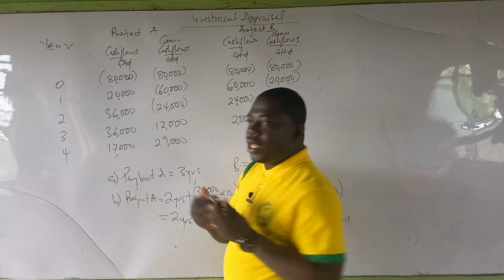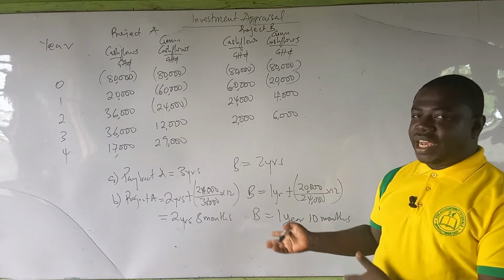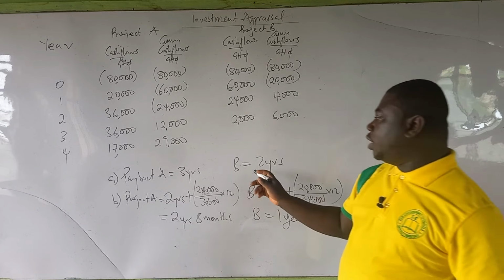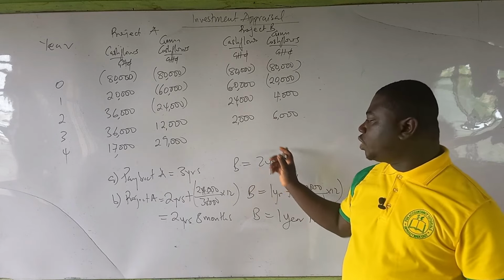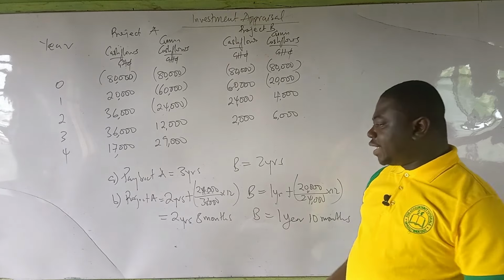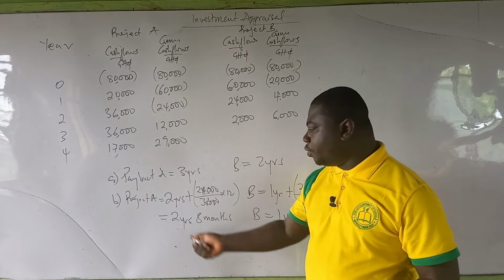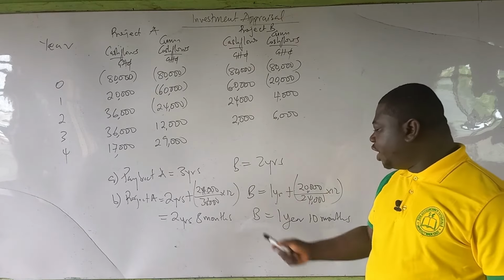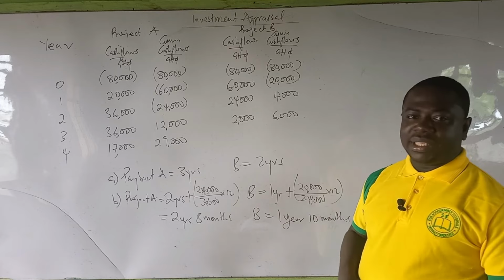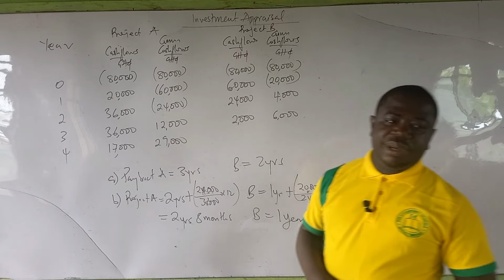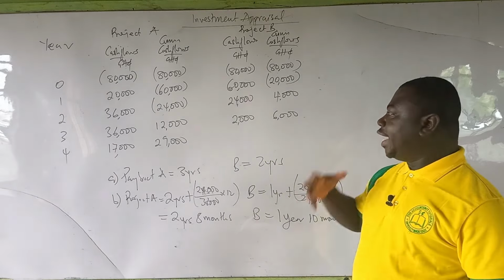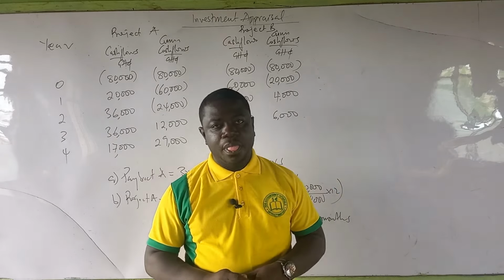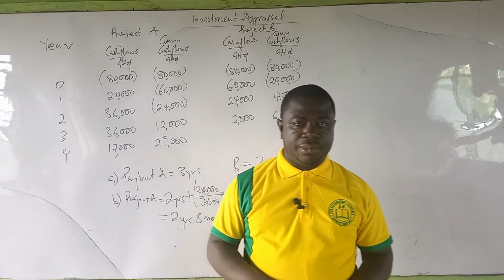Okay. Now, the second requirement, which says which project should be undertaken. We have said that under the first assumption, project B should be undertaken because it gives us a shorter payback period. Under the second assumption, we still have the payback period. Project A's payback period is 2 years and 8 months. Project B's payback period is 1 year and 10 months. And therefore, Project B should still be undertaken because it gives us a shorter payback period. And that is the meaning of what we are trying to explain. Okay, I'm sure this is very understandable.